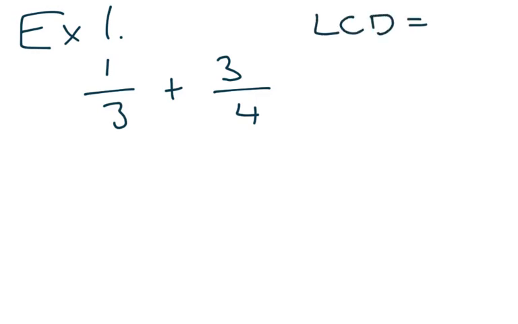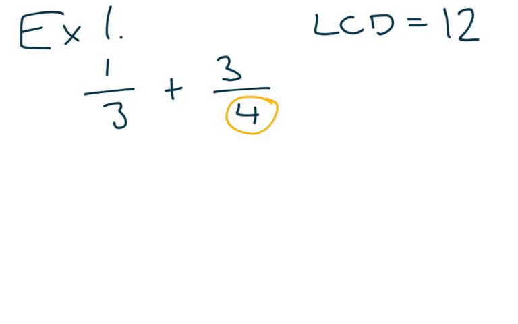Now, to find the lowest common denominator, what I tend to do is look at the biggest denominator. So we're going to look at the 4, and we say, okay, the first number that 4 goes into is 4. Does 3 go into 4? No. The next number that 4 goes into is 8. Does 3 go into 8? No. The next number that 4 goes into is 12, and 3 goes into 12. So our lowest common denominator must be 12.